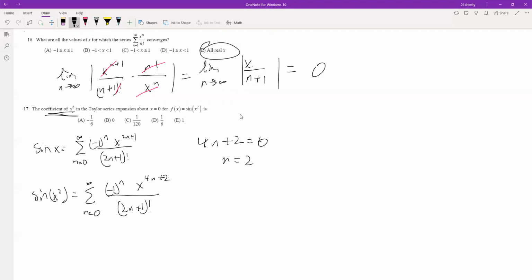So we'll just plug in n equals 1. No, what am I saying? That didn't sound right. Okay, n equals 1. So now this is negative, and then the bottom is a 3 factorial. So the coefficient is just negative 1 over 3 factorial, and that is negative 1/6. So that's A.